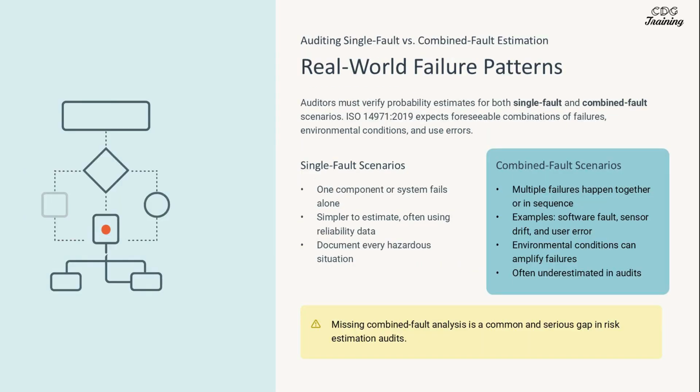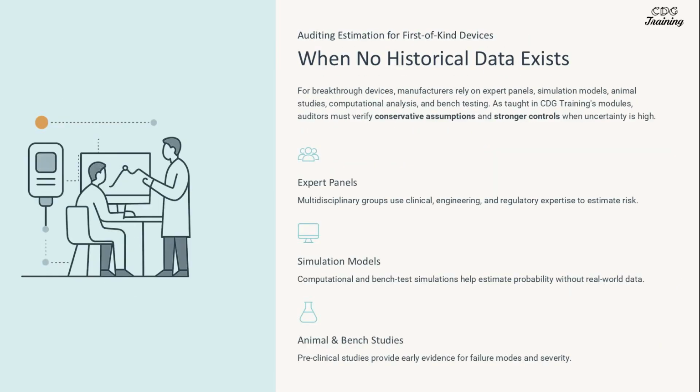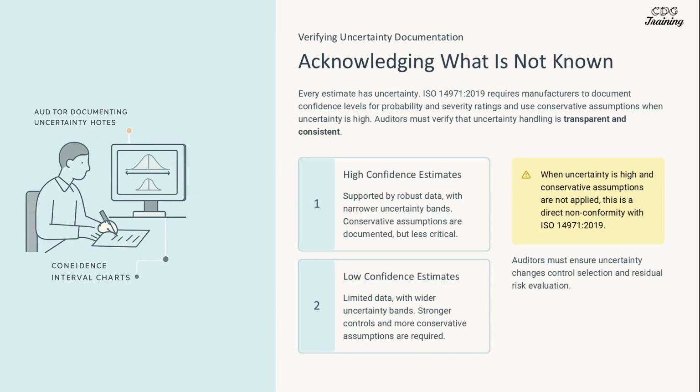Auditors must verify probability estimates for both single fault and combined fault scenarios. Understanding these patterns is crucial for accurate risk estimation. For new devices, manufacturers rely on expert panels, simulation models, and studies to estimate risk. Conservative assumptions and stronger controls are essential in these cases. Every estimate has uncertainty. Auditors must verify that uncertainty handling is transparent and consistent, ensuring robust documentation of confidence levels.